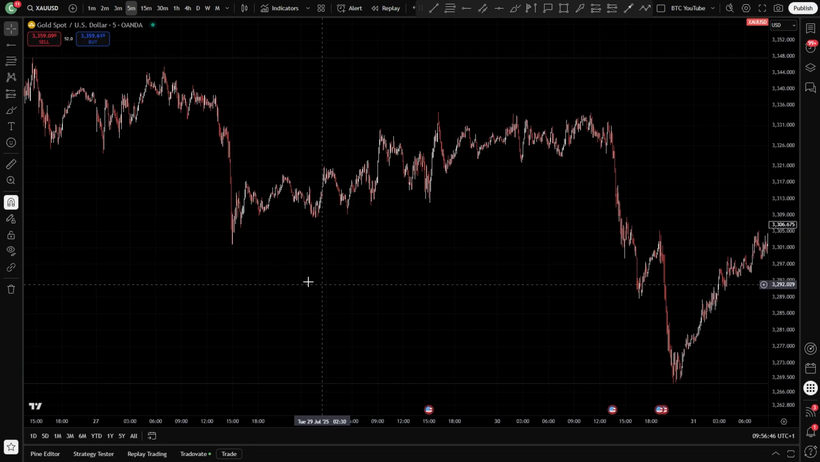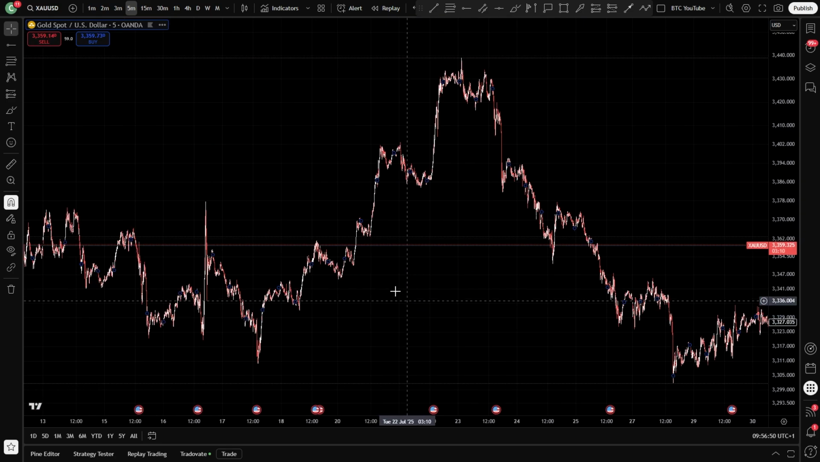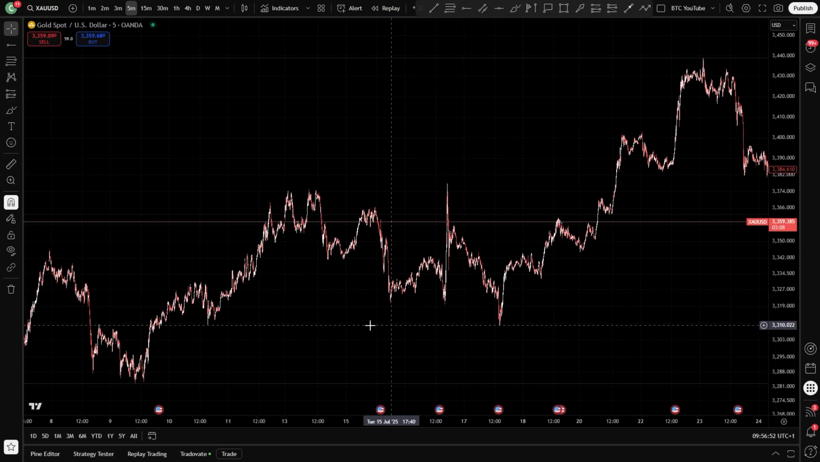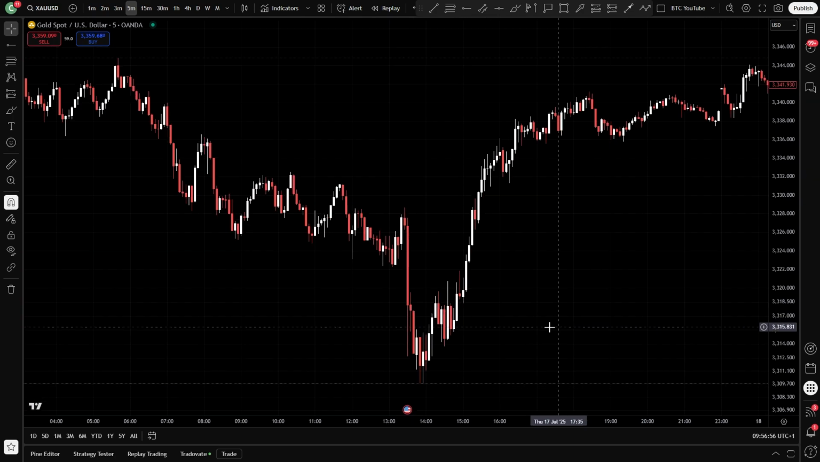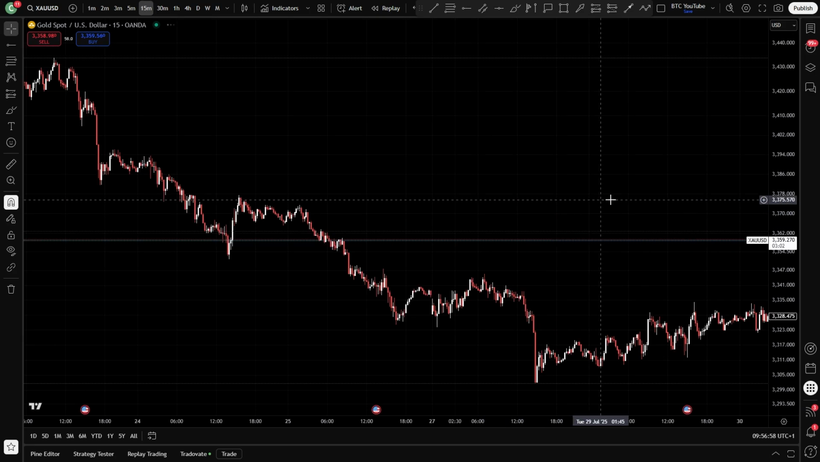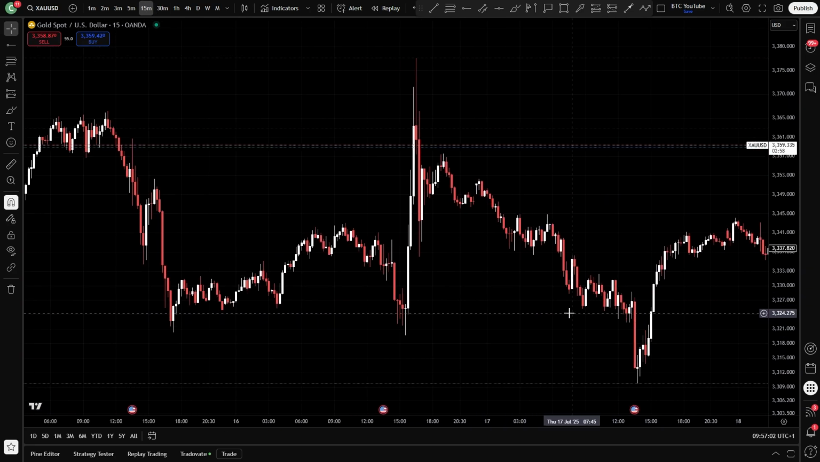Obviously, we've had a lot of volatility recently because we've had the crazy movement in the markets. This was a good trade here. Look at this one, although it took a little bit of a while to play out. Probably would have been better on the 15-minute there. I think I did take this 15-minute.